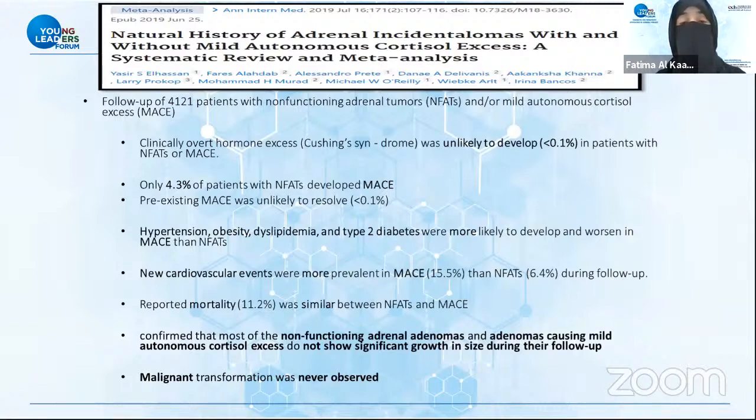Hypertension, obesity, dyslipidemia, and type 2 diabetes were more likely to develop and worsen in patients with mild autonomous cortisol secretion compared to non-functioning adrenal tumor, and new vascular events were more prevalent in mild autonomous cortisol secretion compared to non-functioning, 15.5% compared to 6.4%. However, the reported mortality was similar in both groups, 11.2%. With regard to significant growth, they didn't report significant growth in both groups during the follow-up period, and malignant transformation was never observed.